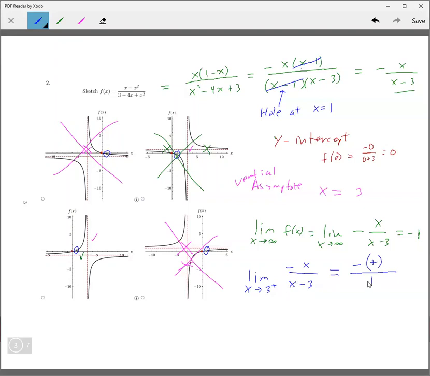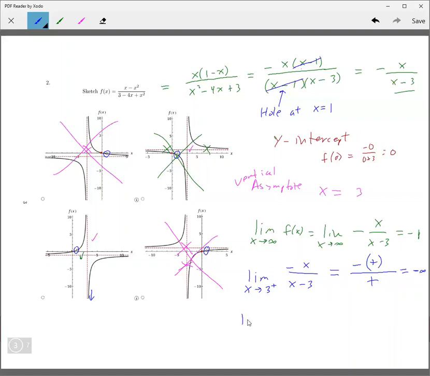You have a negative up here, but then you have a positive down here, as you approach from the right, because you're approaching through values that are greater than 3. So something greater than 3 minus 3 is going to be positive. So that's negative. You're going to get negative infinity as you approach from the right. So as you come from the right, it's going to negative infinity, like that. So that's what that is.